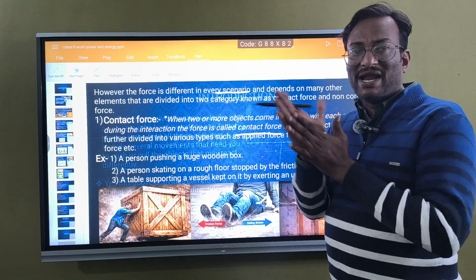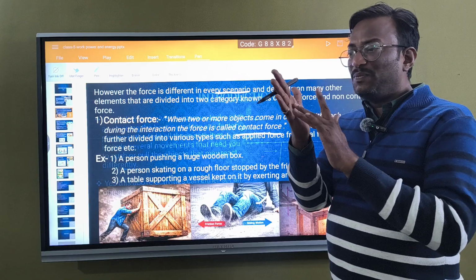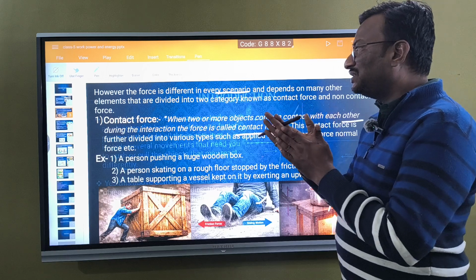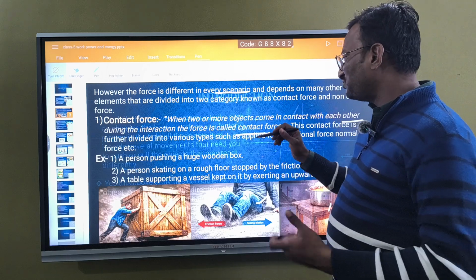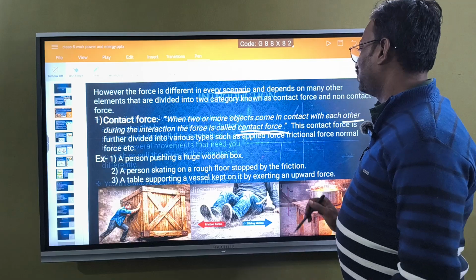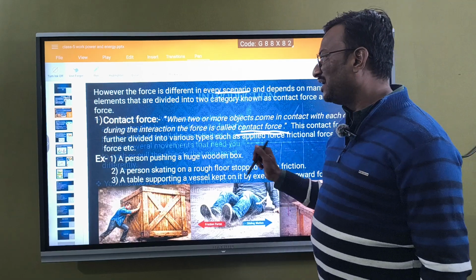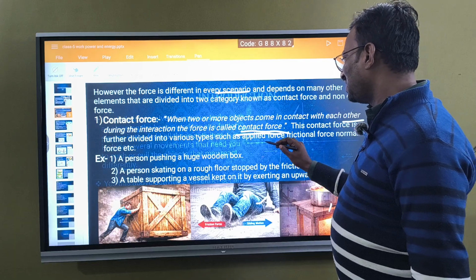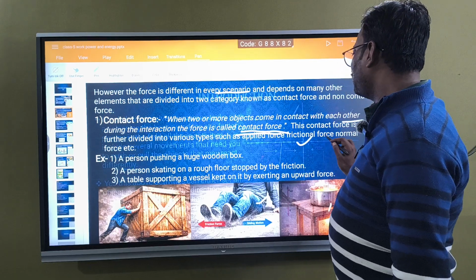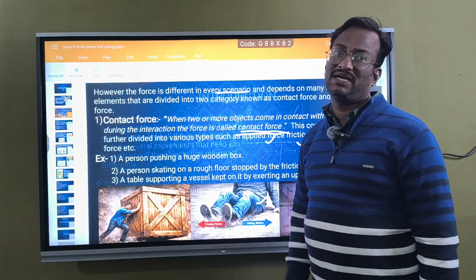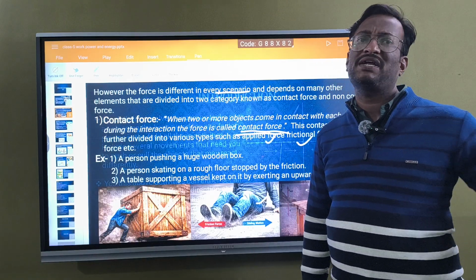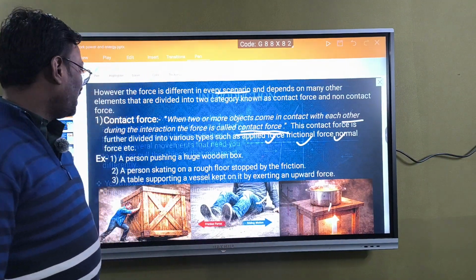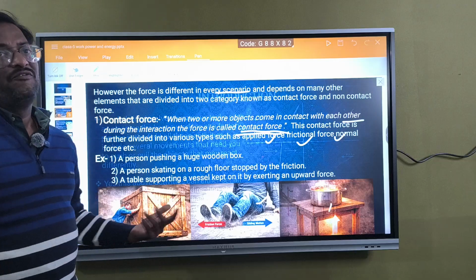Suppose I am going to rub my hands. When I rub my hands, there will be an interaction between this hand and that hand. So what happens in that interaction, that force we call contact force. This contact force is further divided into various types such as applied force, frictional force, normal force, etc. One is applied force, frictional force, and one more is normal force.